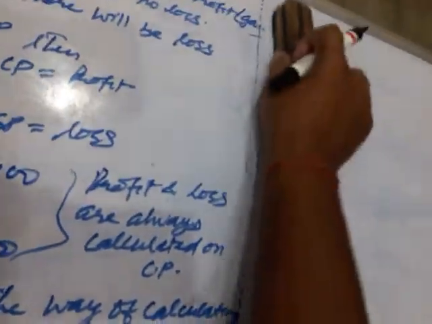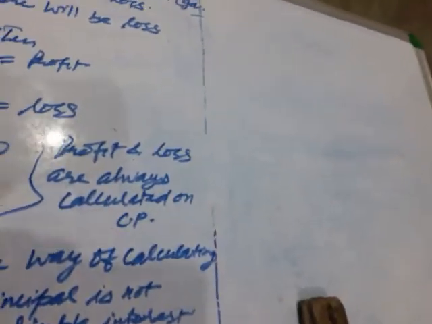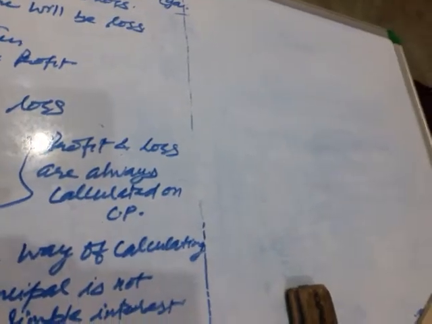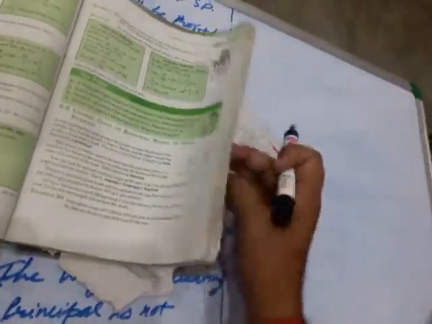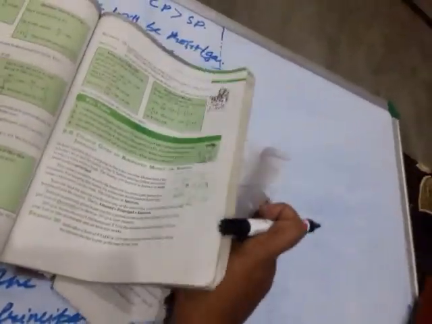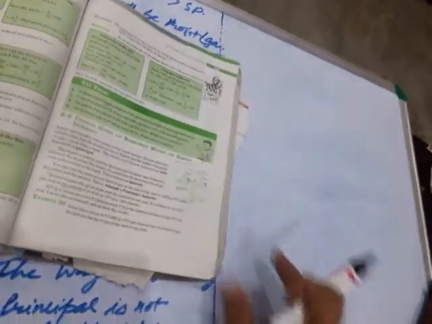There is compound interest also, that is not in your syllabus. In compound interest, every year the principal is changed, meaning interest is added to the principal, and principal plus interest, that amount, will be the principal for the next year. That is not in your syllabus this year, that you will see in the next class.